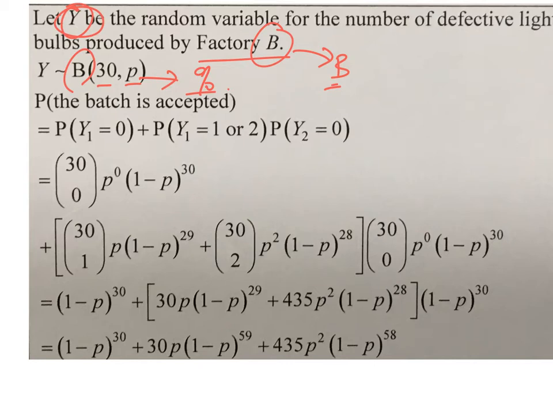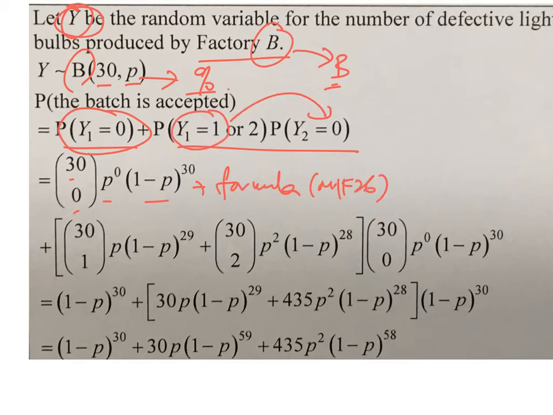So from the tree diagram itself, our understanding is these are the two branches that we're looking at. First, the probability that there is no defect from the first sample. So the probability that y is 0 is 30 choose 0, then p power 0, 1 minus p power 30. So this is basically the binomial formula that you can find in the MF26 if you have already forgotten. This is the formula used to calculate the binomial PDF.